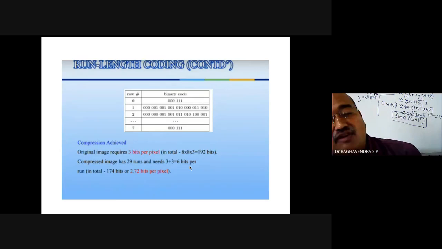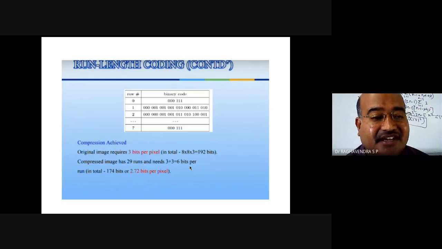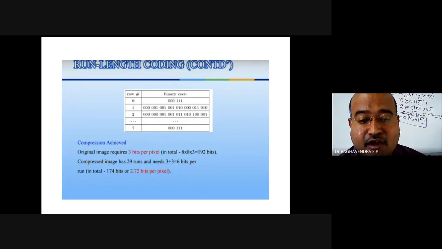Now, we are doing all this, why are we doing it? What is the use of this? I have already conveyed the information clearly. We are all doing this in order to achieve image compression. So how to achieve the image compression? See here, carefully go through here. Original image requires 3 bits per pixel.